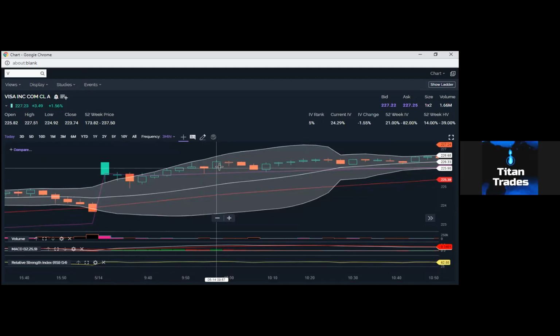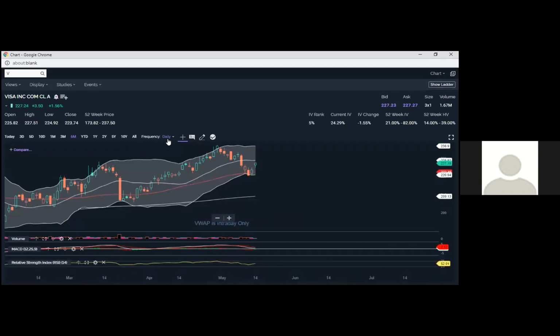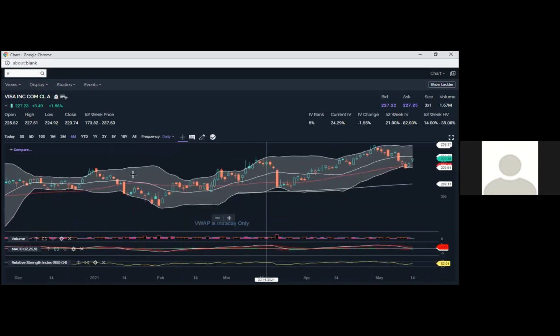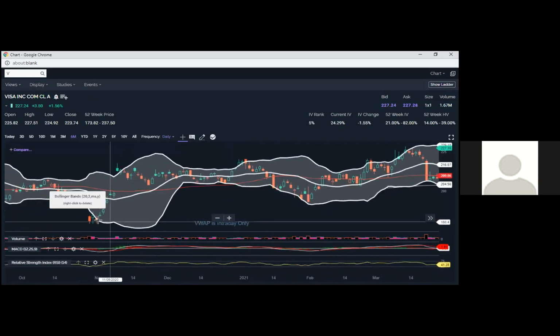Awesome. Hopefully you guys learned something today on Bollinger Bands. I use Bollinger Bands on everything. So all my entries and exits for scalps, I use them for swings and all that stuff. Like I showed you the Visa swing, when Visa was on the 6-month daily, that would have been the perfect time to purchase swing calls.